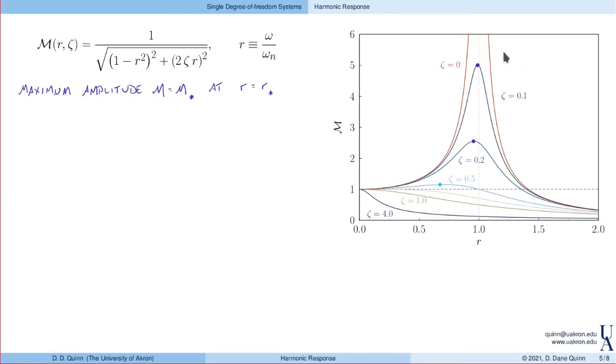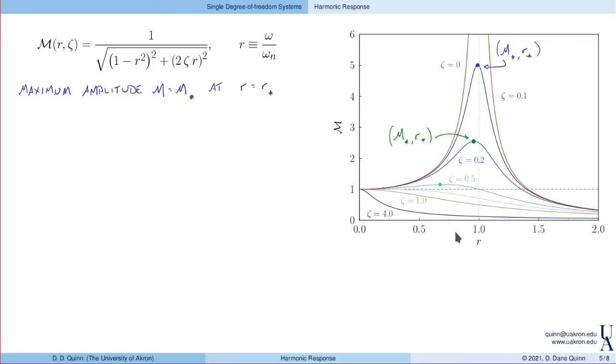So for zeta equal to 0.1, we might get M star and r star that correspond to this point. If zeta is equal to 0.2, well, let's color that green, so we might have M star and r star that correspond to this value. So each one of these values depends on the damping ratio. Well, how do we find these? A little bit of calculus.